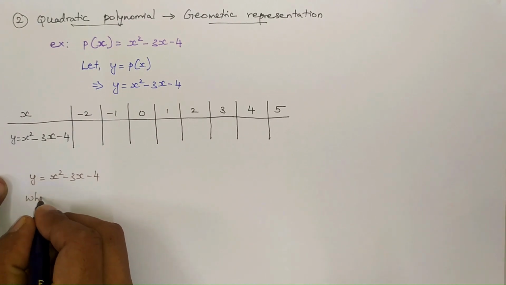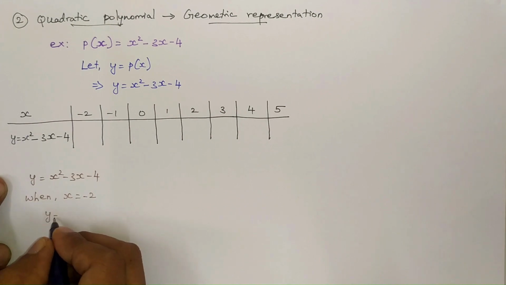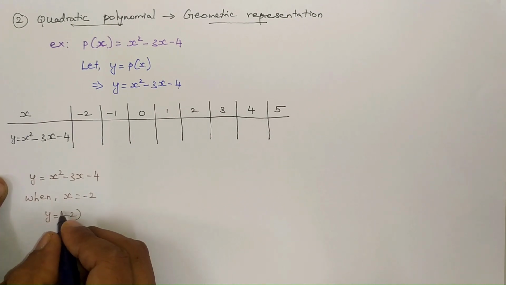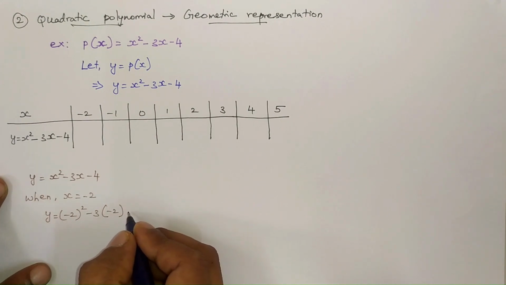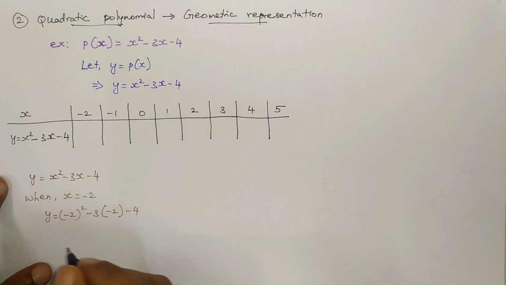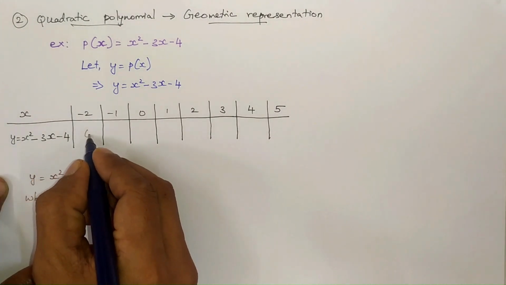When x is equal to minus 2, y is equal to minus 2 the whole square minus 3 into minus 2 minus 4. So I have y is equal to 6. So the value of y is 6 here.